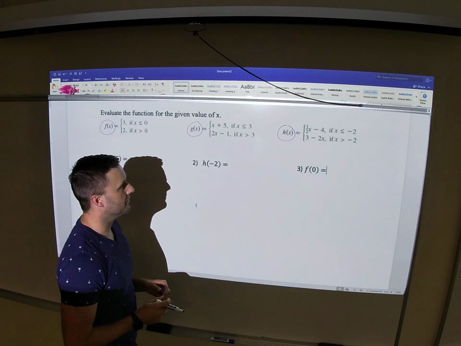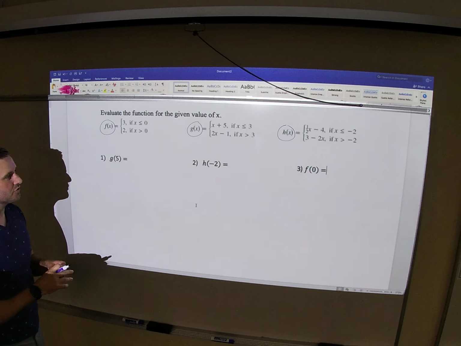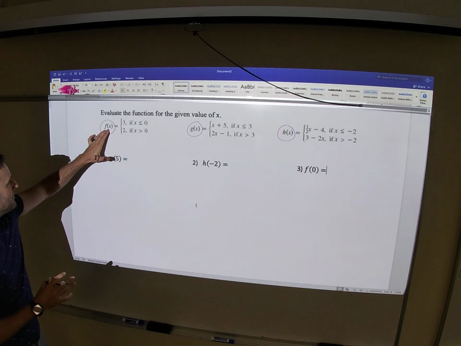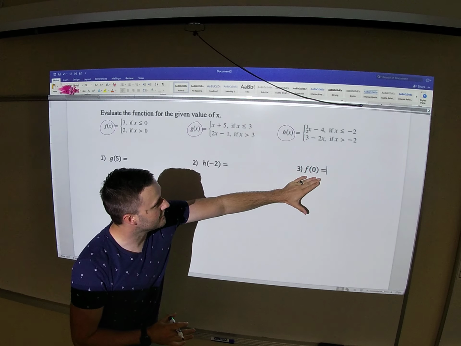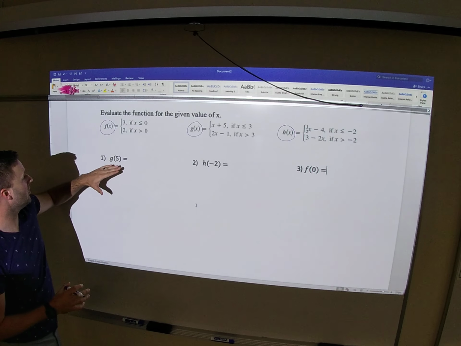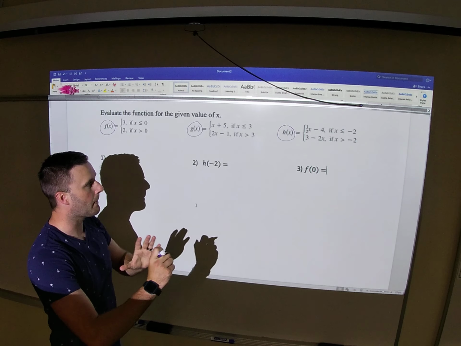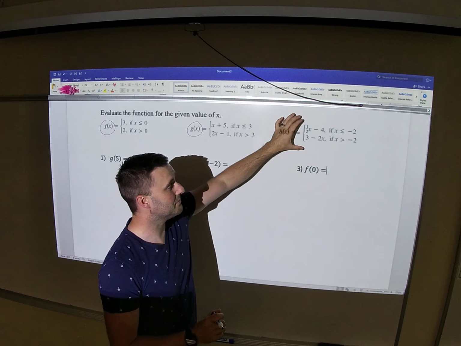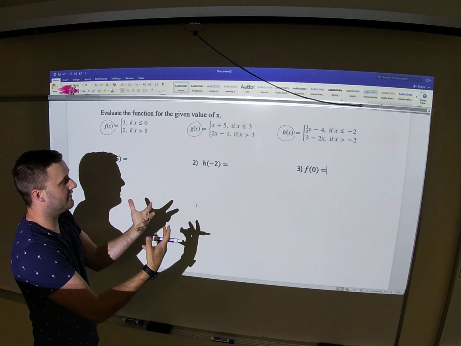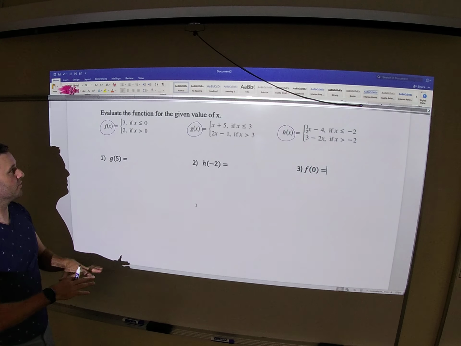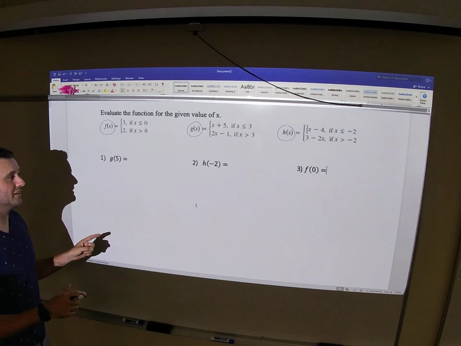And so this is called function notation, and we want to try to match the letter. So f of x is going to belong to f of 0, and g of x is going to belong to g of 5, and h of x is going to belong to h of -2. And so we want to make sure that we're using the correct piecewise function with what the question is asking us. So all we're doing today is evaluating. We're not graphing them yet.